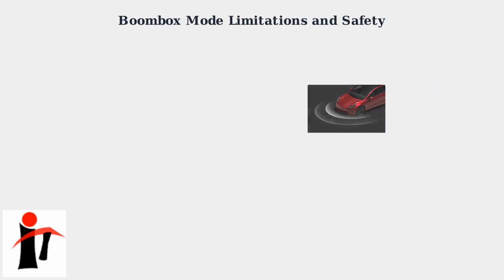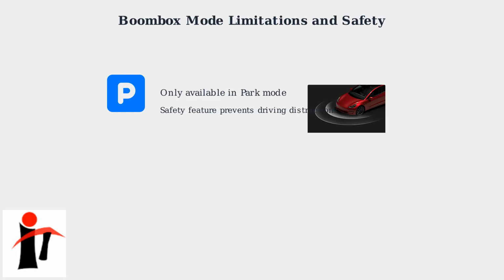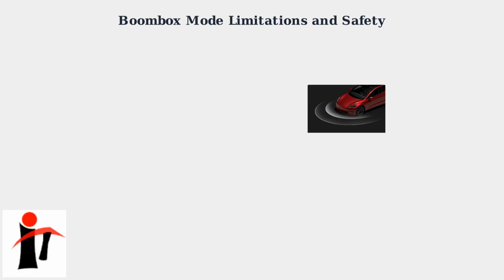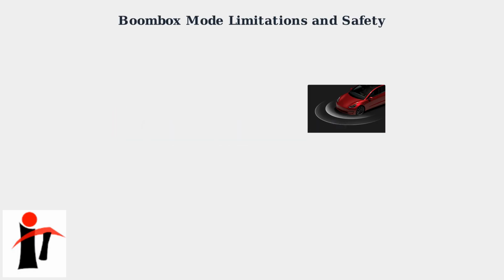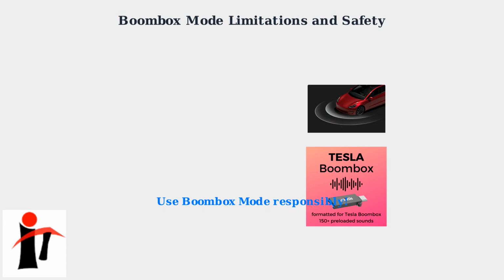Boombox Mode has important limitations and safety features designed to ensure responsible use. First, Boombox Mode is only available when the vehicle is in park mode. This is a critical safety feature to prevent distractions while driving. Be mindful of volume levels, especially in residential areas, to avoid disturbing others with excessive noise. Tesla includes an auto mute feature that activates during motion to comply with noise regulations. Remember to use Boombox Mode responsibly to maintain a positive experience for everyone.